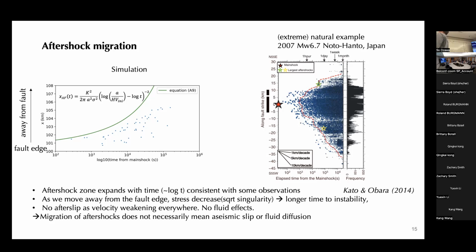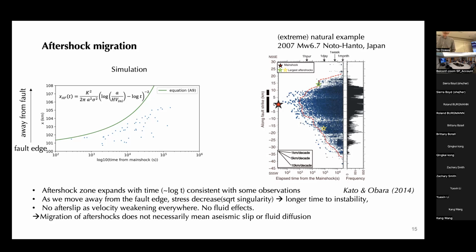So this is not coming from aseismic slip because we disable aseismic slip in this model. And we also don't have fluid. So we can argue from this observation that migration of aftershocks does not necessarily mean aseismic slip propagation or fluid diffusion. There's also some semi-analytical solution to explain this migration. Also, it's not very accurate in some limits, like the long-term limit and short-term limit. So this is, I think, one interesting observation from our simulations.